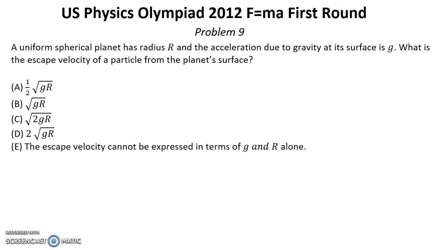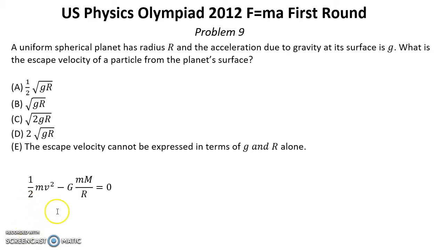Problem number 9. A uniform spherical planet has a radius r and the acceleration due to gravity at its surface is g. What is the escape velocity of a particle from the planet's surface? Solution. Escape velocity at some particular point means that the total energy of this satellite is 0. Let's write this expression for total energy.